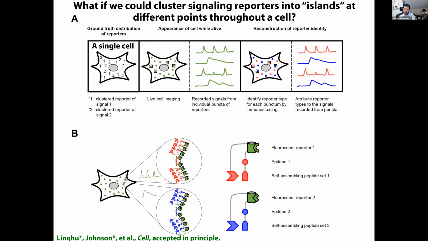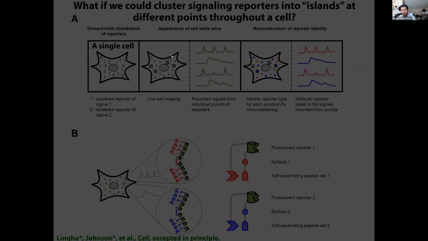So if different reporters have different epitopes, even if they're all green, let's say, when the cell is alive, later you can come in with an antibody bearing a red fluorophore and stain against epitope 1, take a picture of all of the signal 1, wash it out, bring in an antibody against epitope 2, figure out where all the signal 2 dots are, wash it out, and so on and so forth.